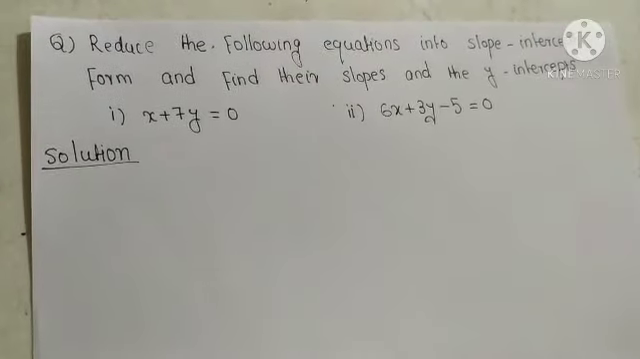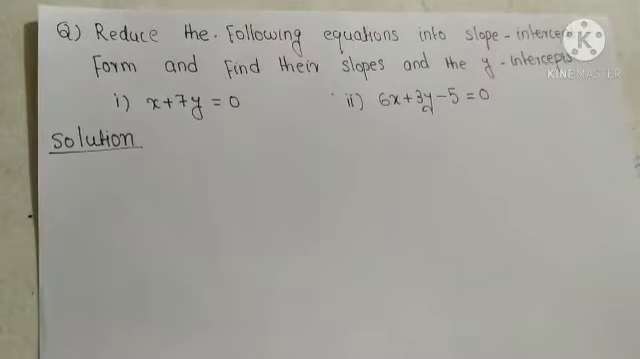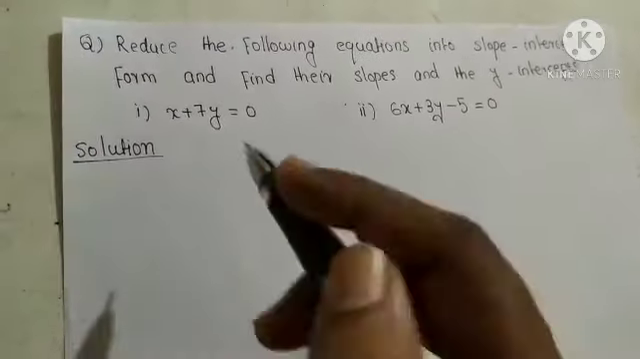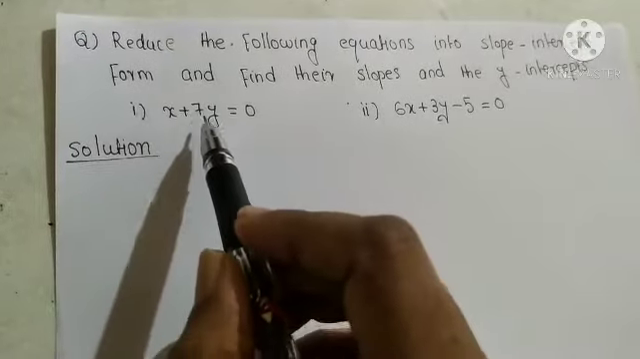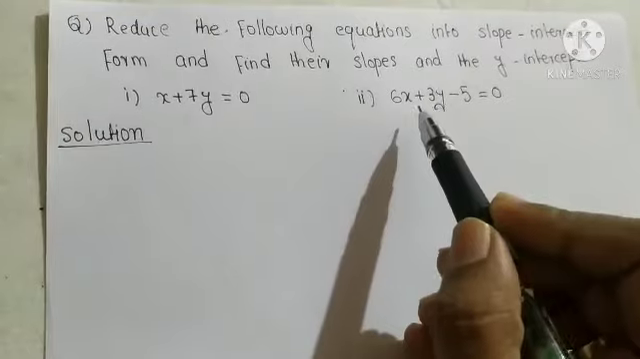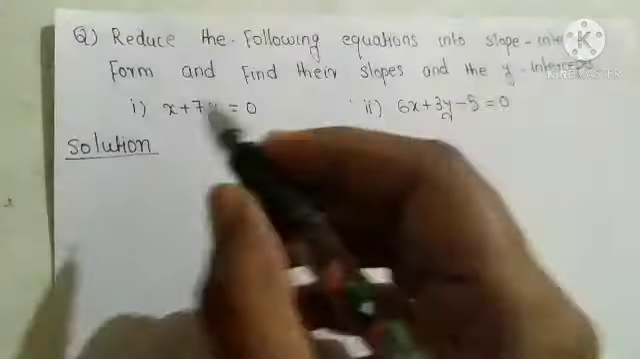This is our first question. Reduce the following equations into slope-intercept form and find their slopes and y-intercept. The first part of the question is x plus 7y equal to 0, and the second part of the question is 6x plus 3y minus 5 equal to 0. Okay, so let's start the solution of this question.